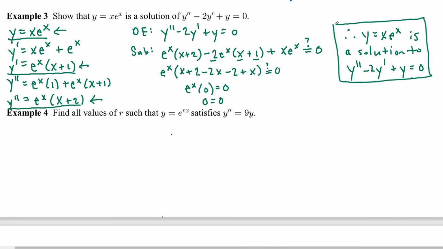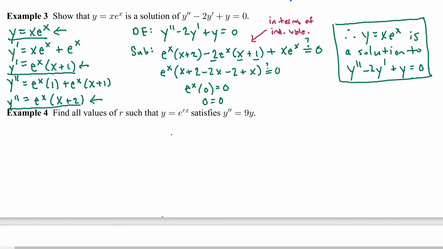Notice that when we plugged in our derivatives here on this second step, everything was in terms of the independent variable. Okay, when you plug in your solution and its derivatives, you shouldn't have any dependent variables left over.